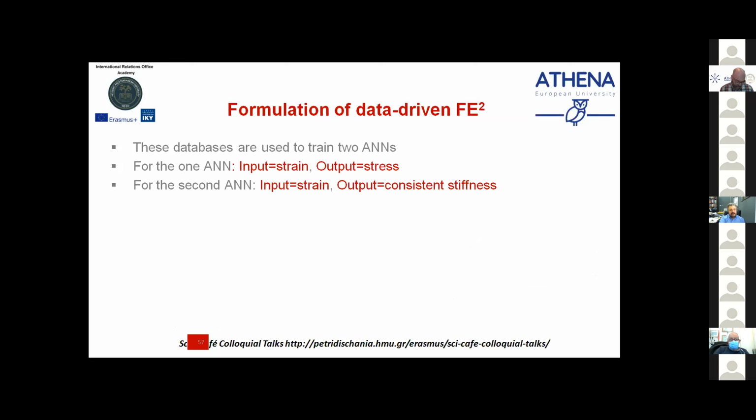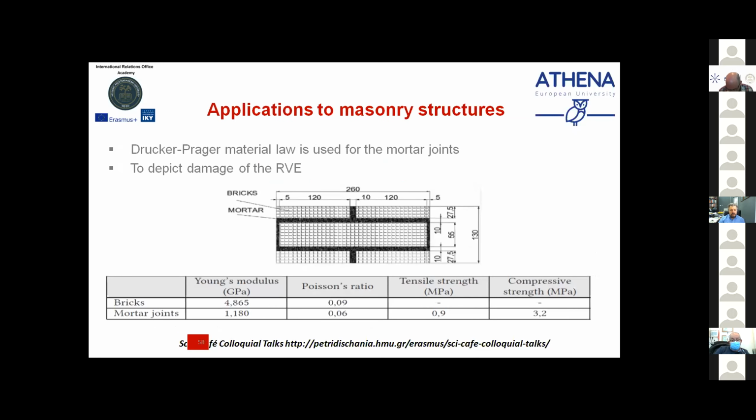And there are several technical ways to realize this with one neural network, or with several neural networks, in order to have the inputs and the outputs: stresses, strains, the constitutive consistent stiffness matrix, etc. I'm not going to bother with these technical details. Just to give you an idea of how this thing works, I will show you two examples.